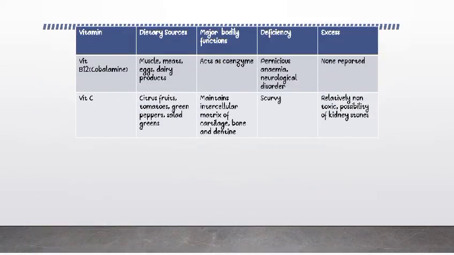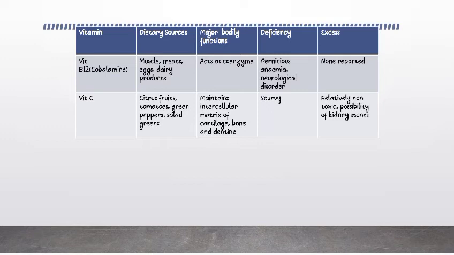Now going down to vitamin B12, cobalamin. Found in meat, eggs, and dairy products, it acts as a coenzyme. She did not specify which coenzymes. Deficiency leads to pernicious anemia and neurological disorder. None reported in case of excessive. But vitamin B12, I think it acts as a coenzyme for, if I'm not mistaken, production of blood.